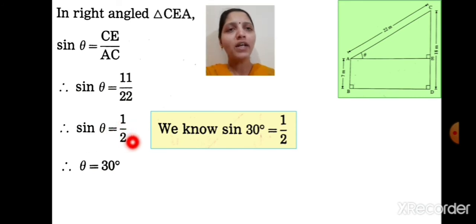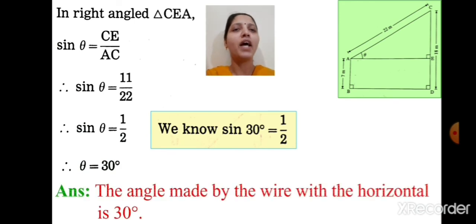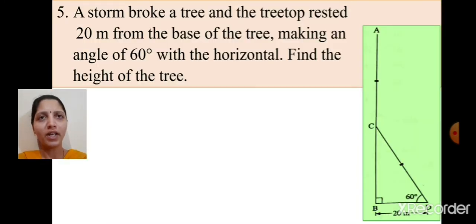But we know that sin 30 degrees is equal to half. Yes, so your theta will be 30 degrees. That means the angle made by the wire with the horizontal is 30 degrees. So I hope you all have understood this. Now let's move on to the next question.